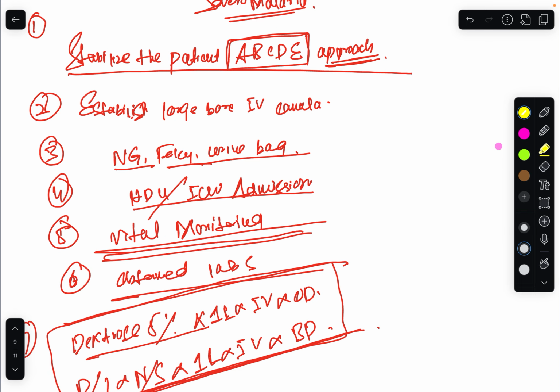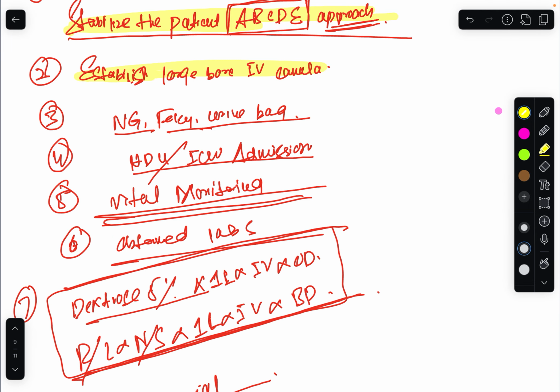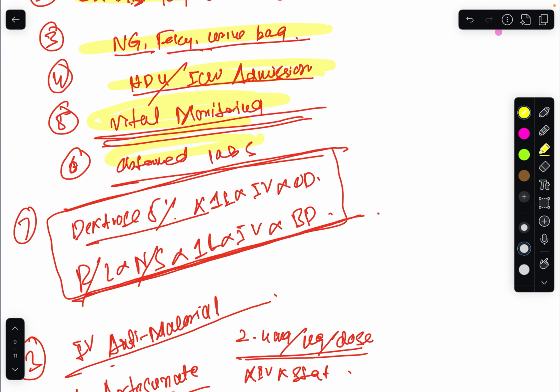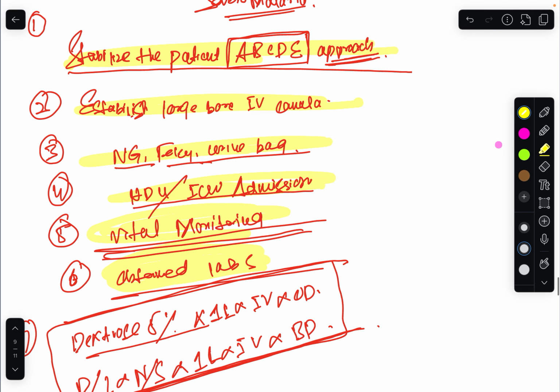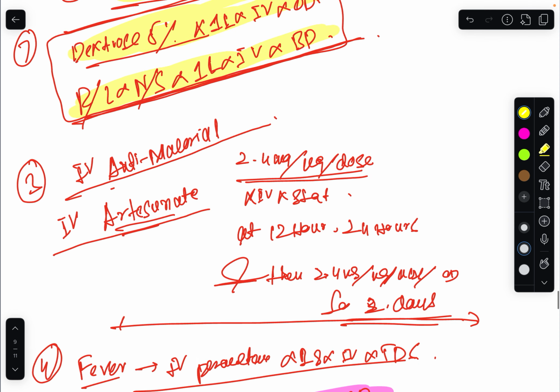So I'm repeating again the management of severe malaria. We will stabilize the patient using the ABCD approach. Then we will establish a large bore IV cannula, NG, Foley's urine bag, HDU ICU admission, vital monitoring, and obtain labs. So these are general things. Then we will start the management of complications as well as the management of the underlying malaria. Dextrose 5% for hypoglycemia, ringer lactate or normal saline 1 liter IV BD, so a total of 3 liters.